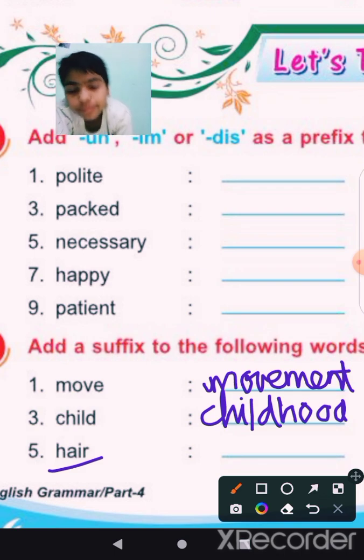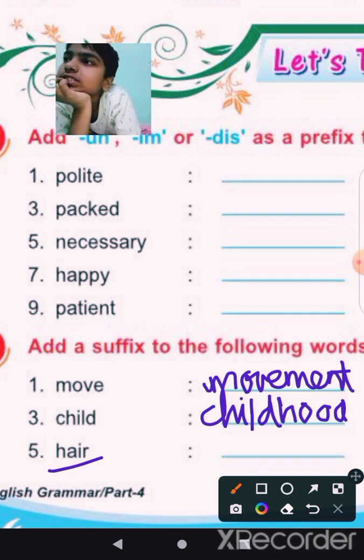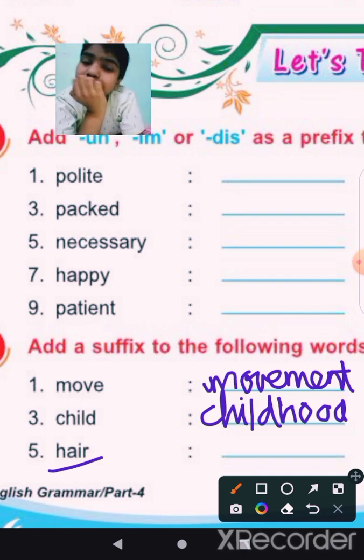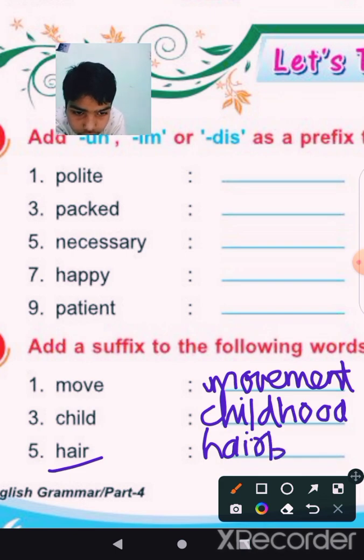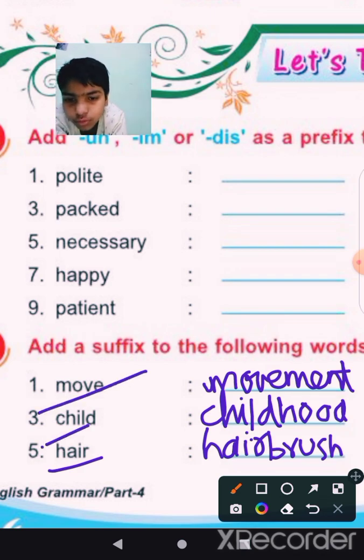Hair. What will be for hair? I got 1. Quickly think. What do you comb your hair with? With a hairbrush, of course. Sorry, what do you brush with? A brush. Hairbrush, right? Why am I writing hair, brush. Hairbrush. First move, child, hair.